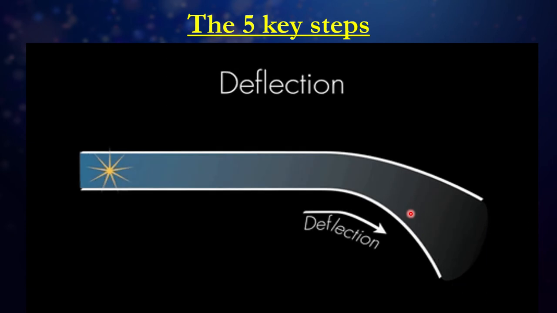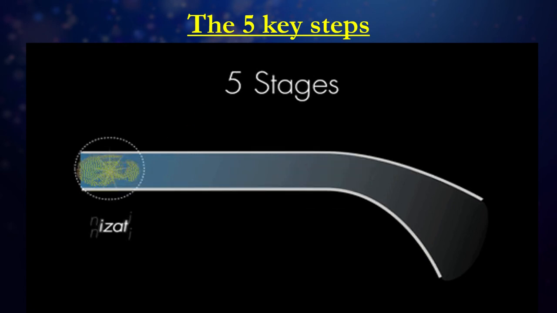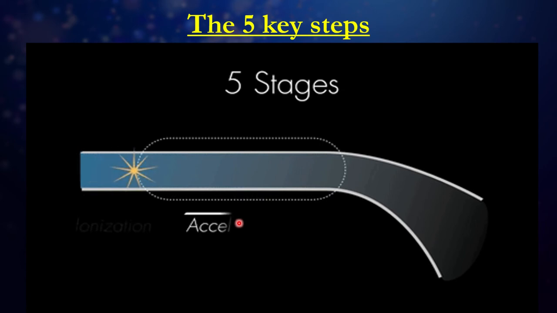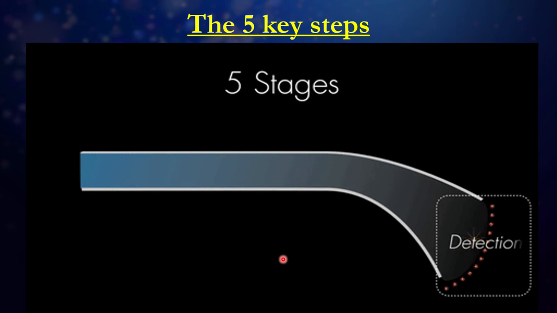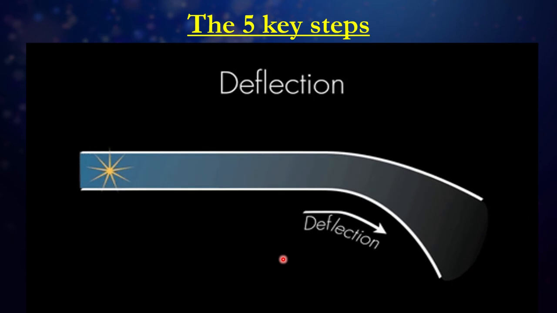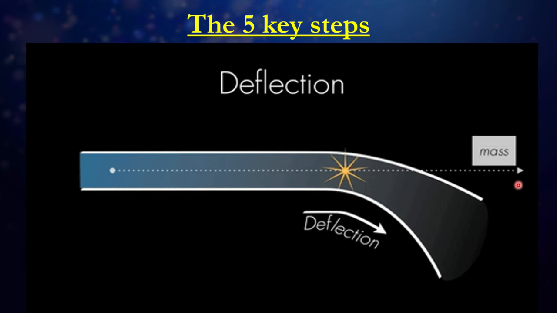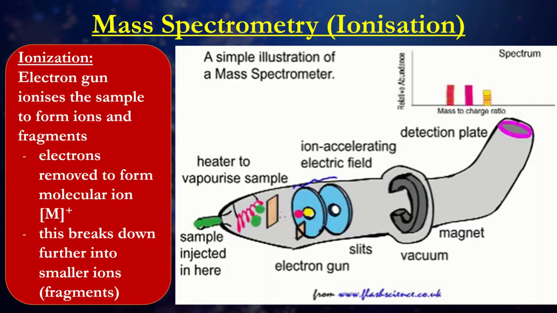Okay, the first step, and we'll wait for the animation to start back. The first step is ionization, then acceleration. Second step, deflection. Third step, detection, and deflection again. Okay, so 5 very key points of how this mass spectrometry works. So let's break it down into these 5 steps and look at what's happening.